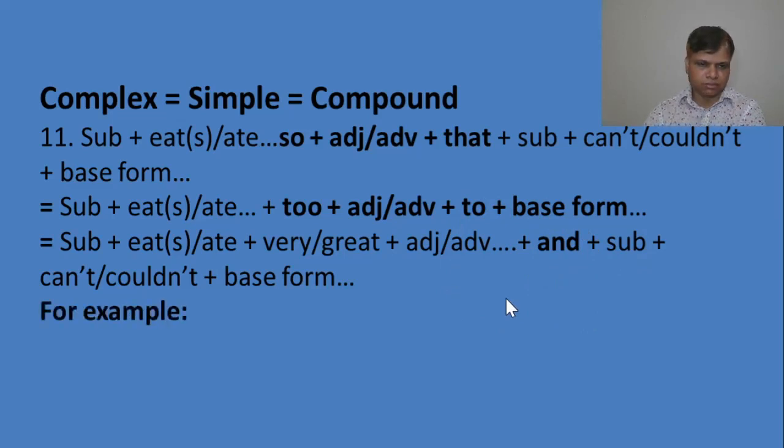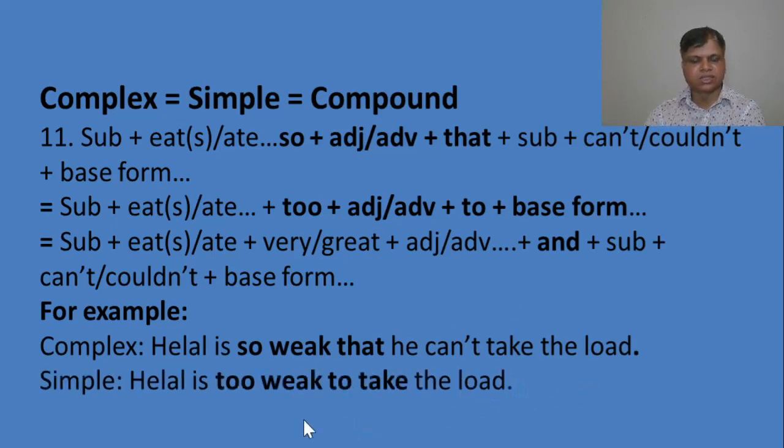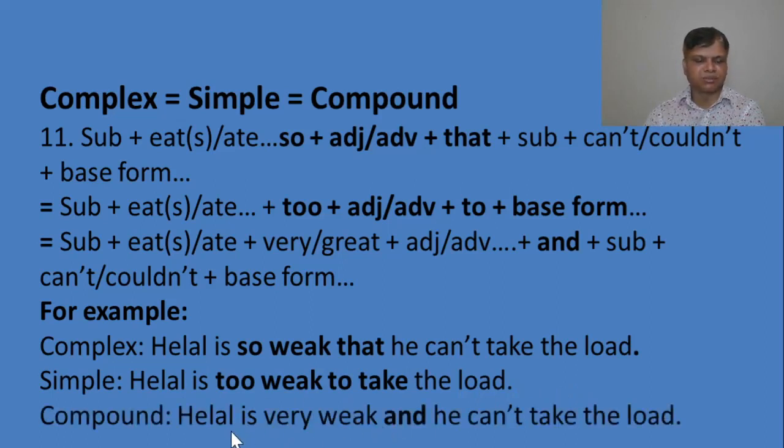Look at the example. Halal is so weak that he can't take the load. The simple sentence will be: Halal is too weak to take the load. If you want to make it a compound, look at the structure. Halal is very weak and he can't take the load.